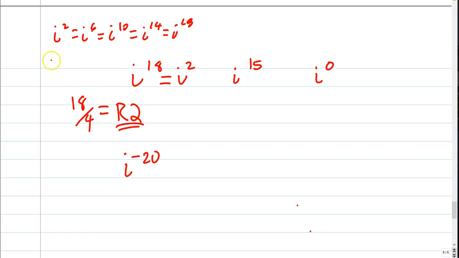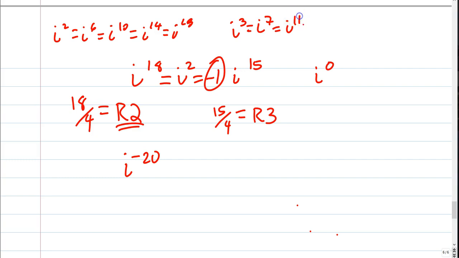See? These are all the same. So I'm basically pulling out those groups of 4 and figuring out what's left. And then i squared is negative 1. Now i to the 15th, pull out groups of 4. I'm really only worried about the 3 that are remaining. Why again? i to the 3rd is the same thing as i to the 7th, i to the 11th, i to the 15th. I'm pulling out those groups of 4 because every i to the 4th is a 1.